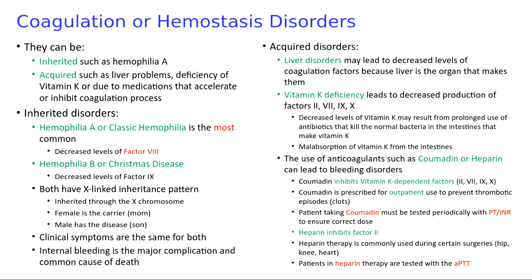Why? Because all the factors are made in the liver. So every time a patient has liver problems, we might end up with coagulation problems. If the liver is not functioning correctly because of any toxicity, or viral infections, or hepatic coma, or for whatever reason, it will not be able to make the right amount or functional factors that we need, because remember, they are made in the liver.